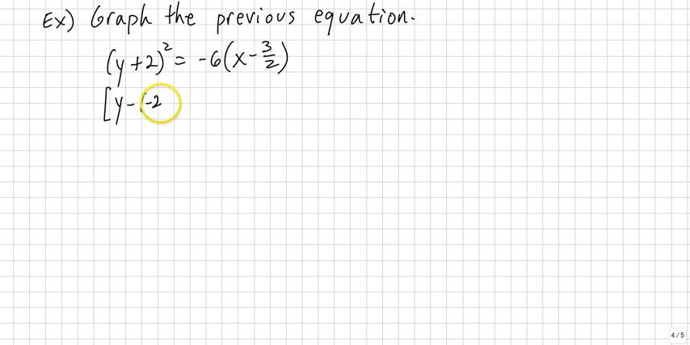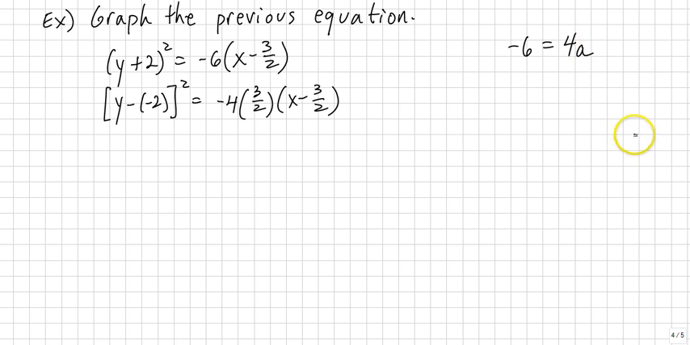So remember, this was (y - (-2))² = -6(...). To see what a was, let's pretend we didn't know what a was. If you didn't know, you just take a 4 out. So basically, 6 equals 4 times what? We know the negative's there because it opens to the left. So a must have been 6 fourths, which is 3 halves.